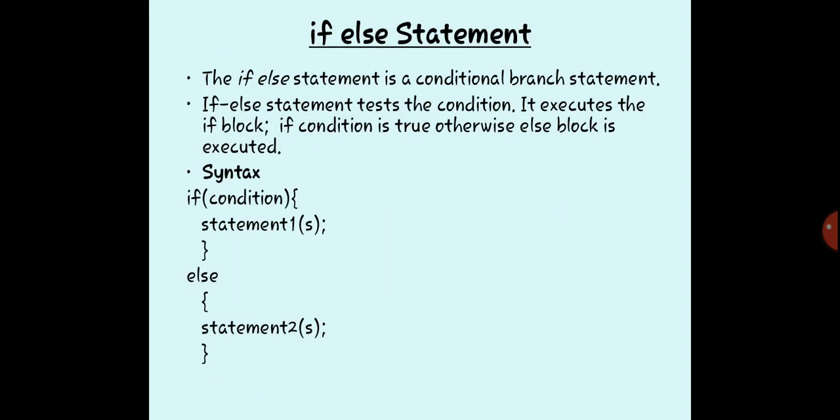Now if else. If else checks both the true condition and the false condition. If the condition is true, the first block, statement 1, is executed. Else, if the condition is not true, then the statement 2 block will be executed. Simple if checks only the true block and does not mind if the condition is false, but if else will mind both.